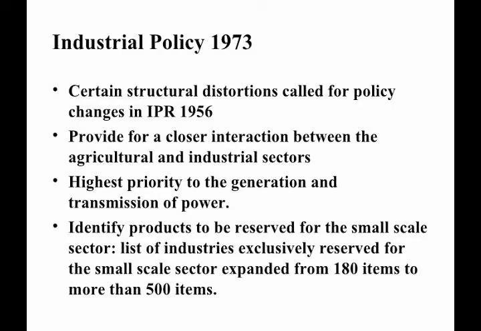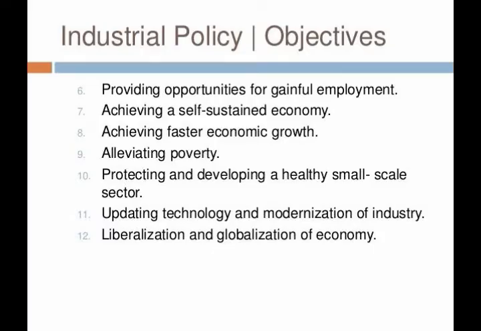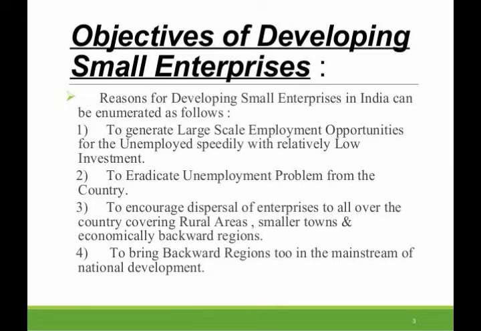The industrial policy of 1973 increased the speed of development. It has two main objectives. Number one, to control the influence of heavy industries, foreign industries, and industrialist families. Number two, to remove the imbalance in regional development. The government started focusing on the development of small-scale industries and cottage industries, and also started paying attention to cooperative societies.